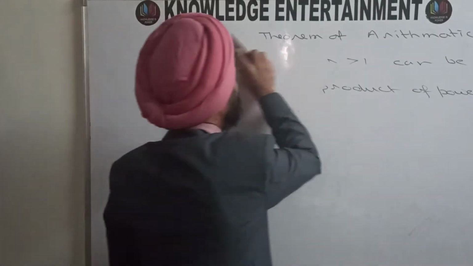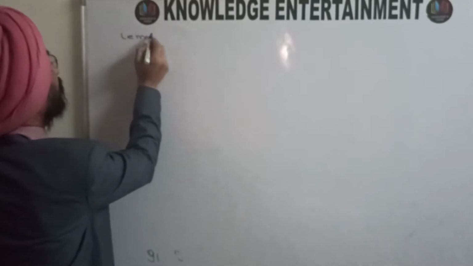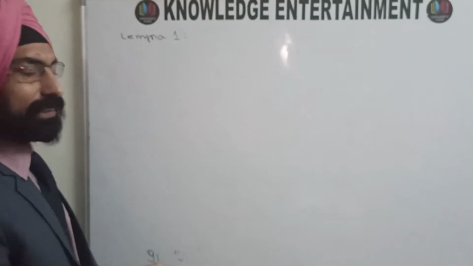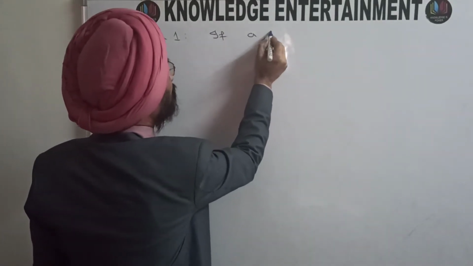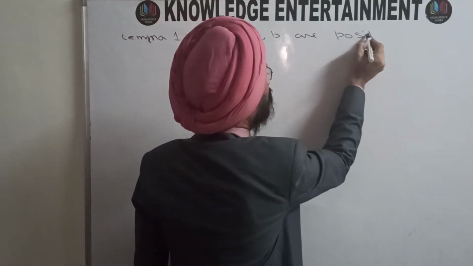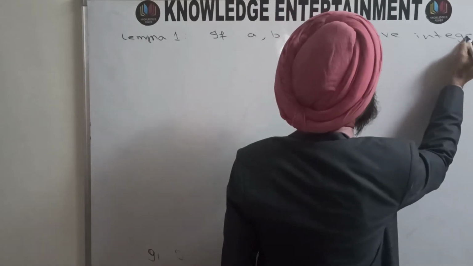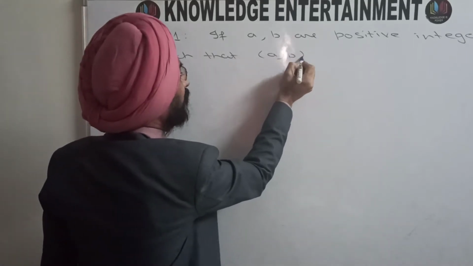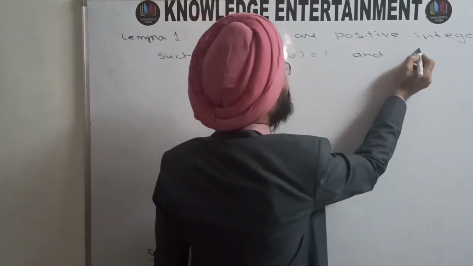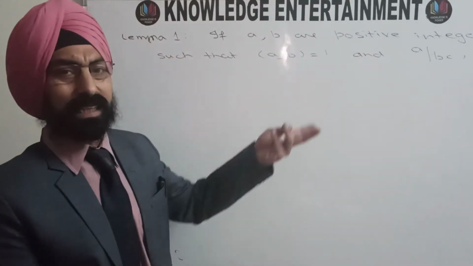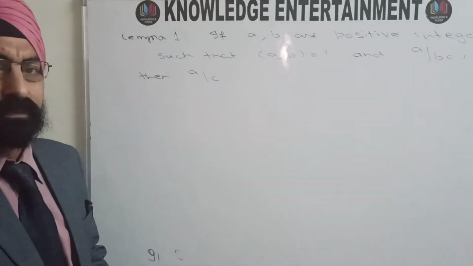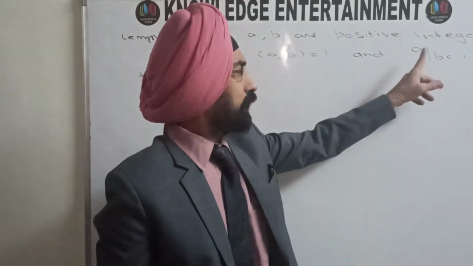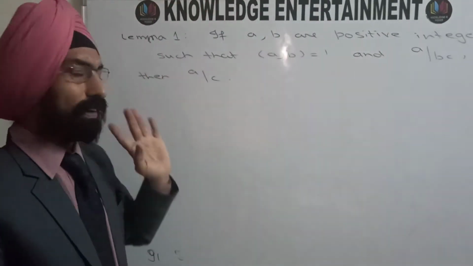So the first lemma, let it be lemma 1. Lemma 1 is: if A, B are positive integers such that their GCD of A and B is 1 and A divides BC, where C is another integer, then A must also divide C. If GCD of A and B is 1 and A divides the product of B and C, where C is an integer, then A must also divide C. This is our first lemma.